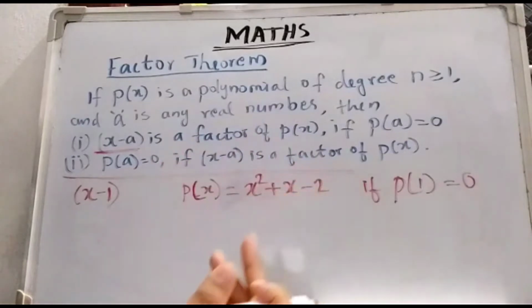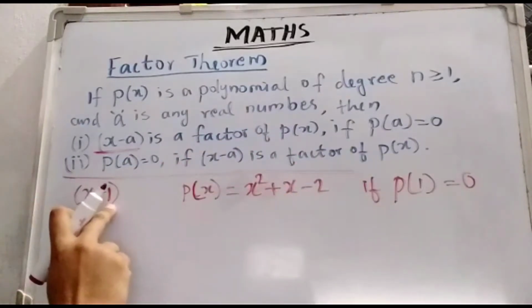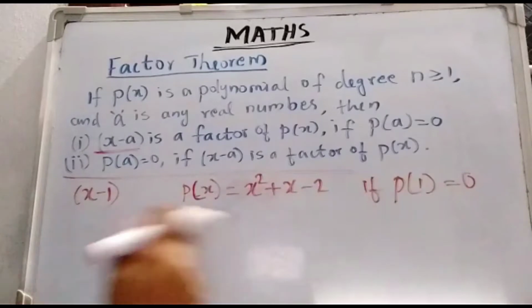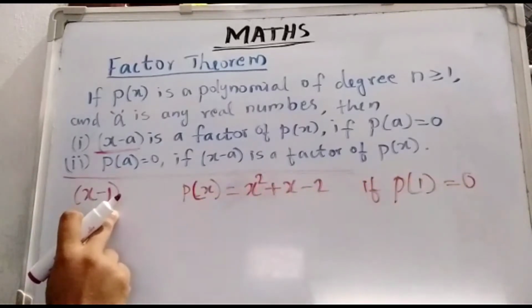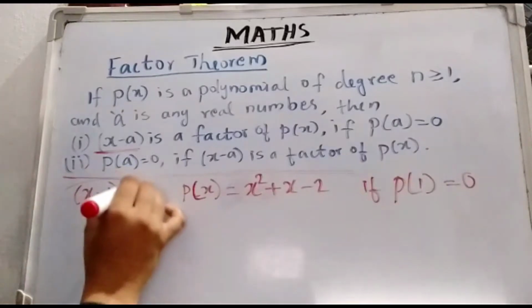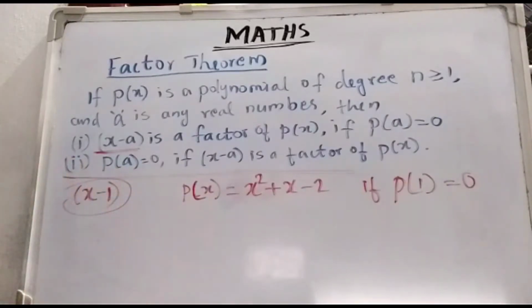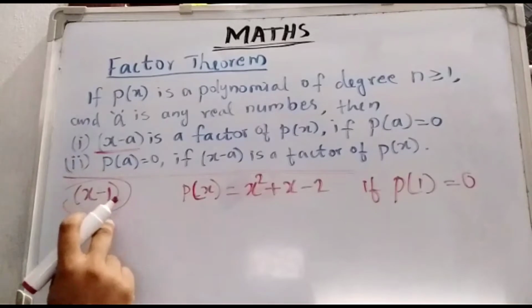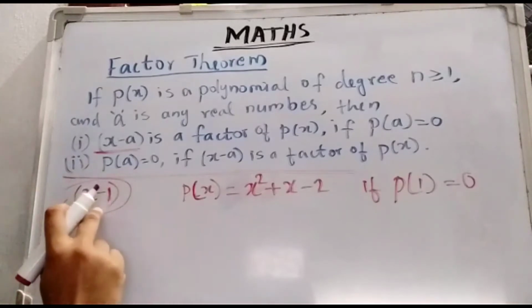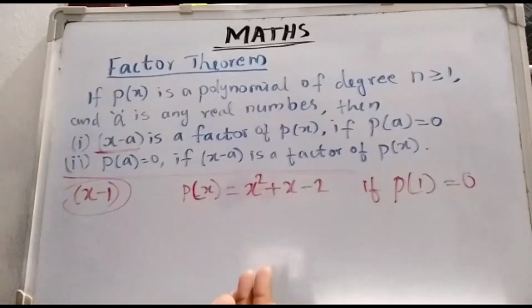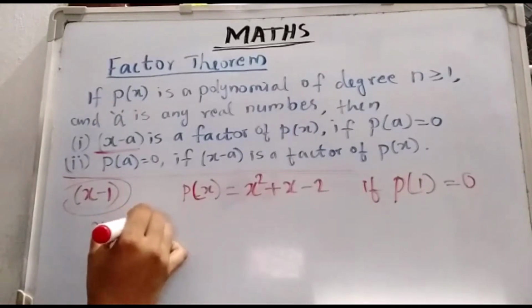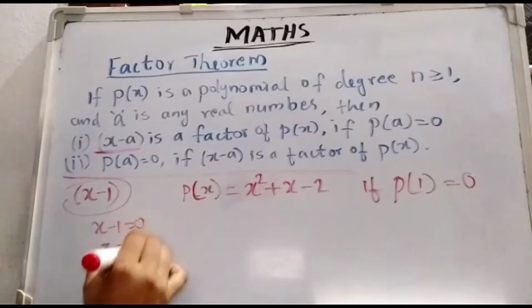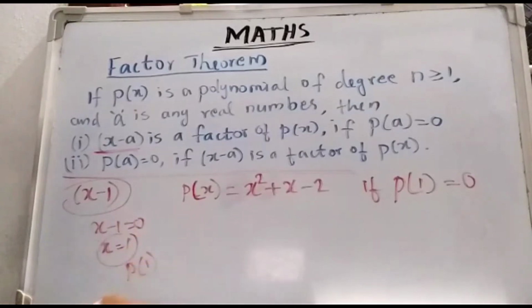Let us check. What is the relation between x minus 1 and 1? How will we get p of 1 from this x minus 1? x minus 1 is also a linear polynomial. Then how to find the zero of this polynomial? Just convert this polynomial into a polynomial equation. We already learned it. So x minus 1 equal to 0, then x equal to 1. Then p of 1. Clear?